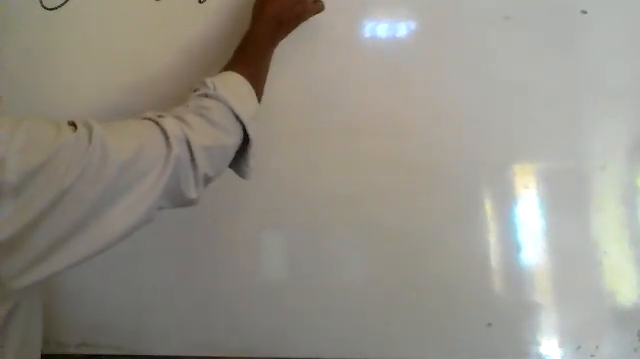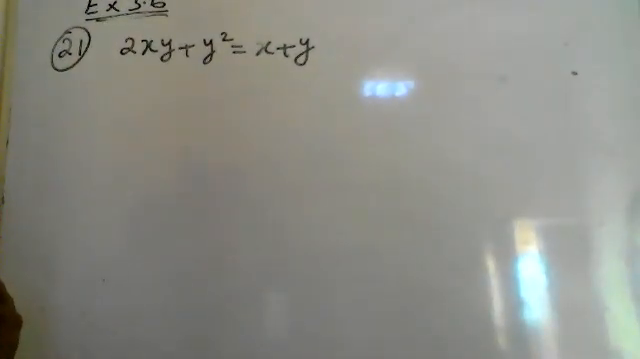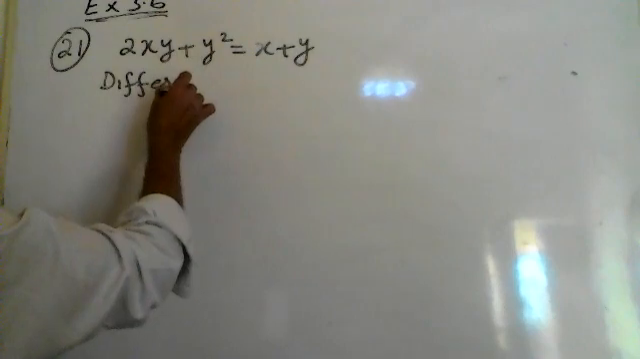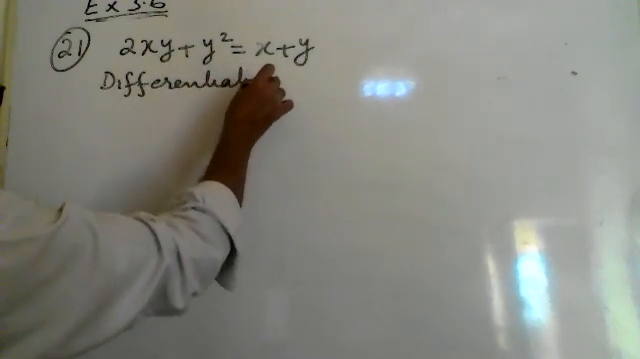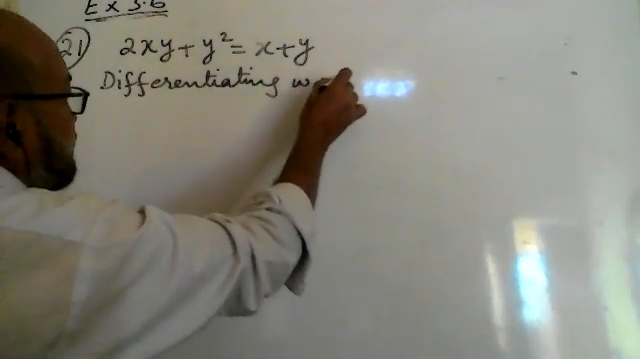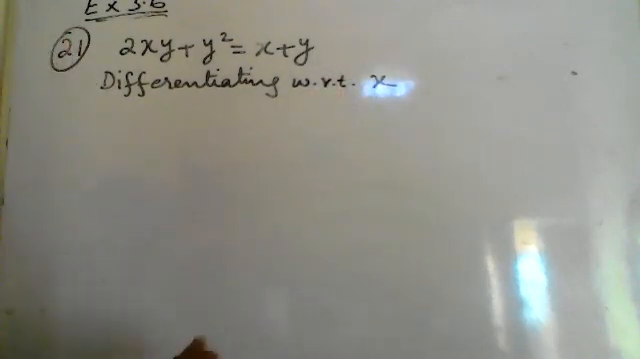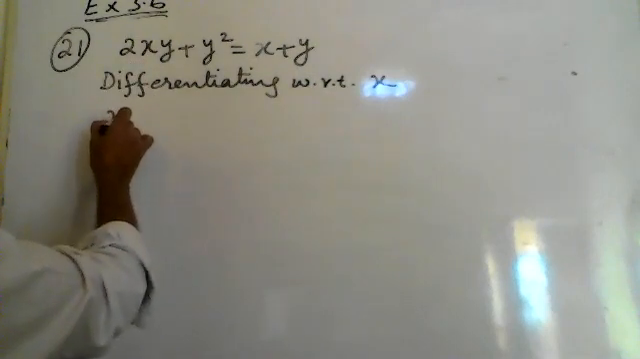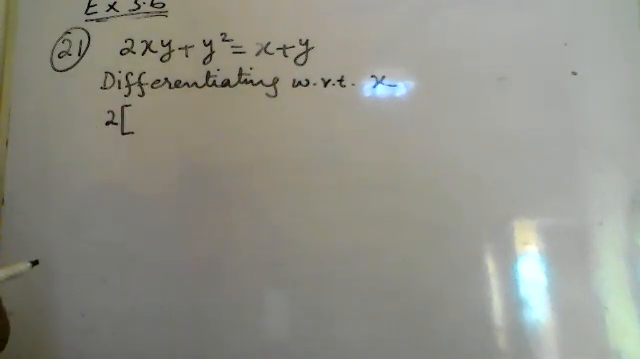Is equal to x plus y. We will differentiate with respect to x. 2xy plus y square is equal to x plus y. Differentiating with respect to x. So 2 is constant. It will be written outside.